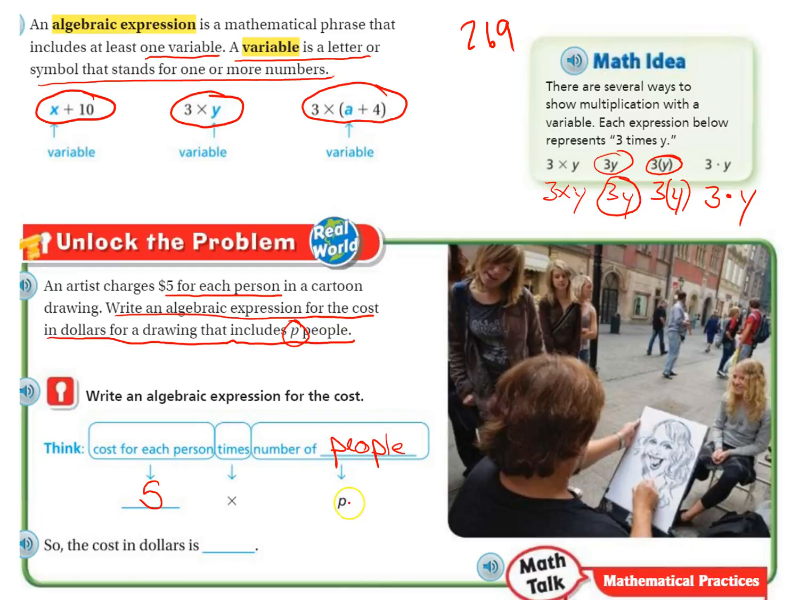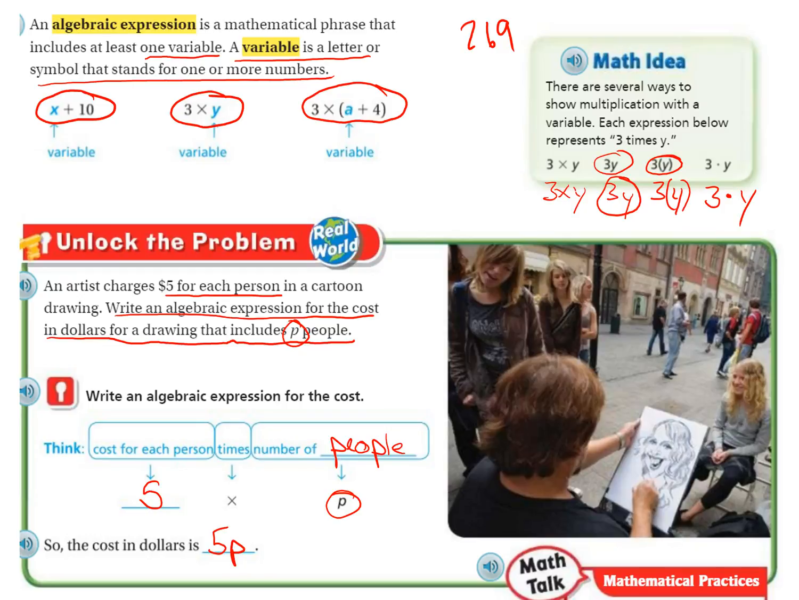And in this case, we're using P to represent the number of people we have, which maybe at the time we're not sure how many people are going to come or show up. We say, hey, let's all meet at the artist, and some people show up and some people don't. But this is the formula we'll use to figure out the cost. 5 times P, we can rewrite that as simply 5P. So the cost is 5P.